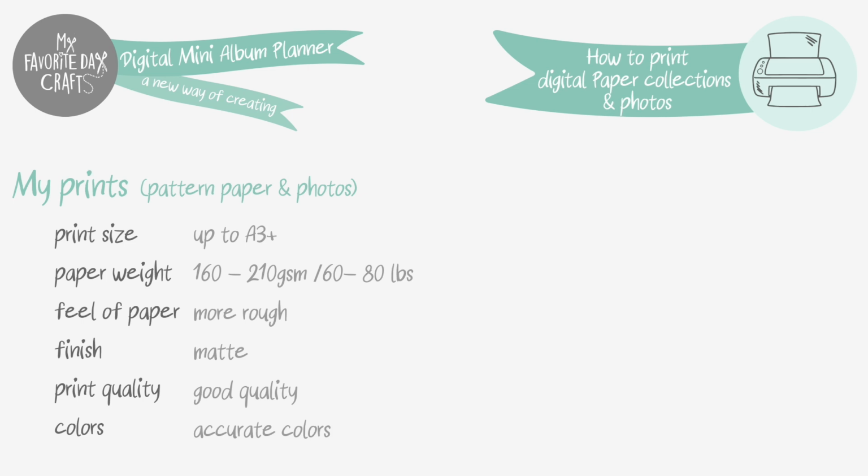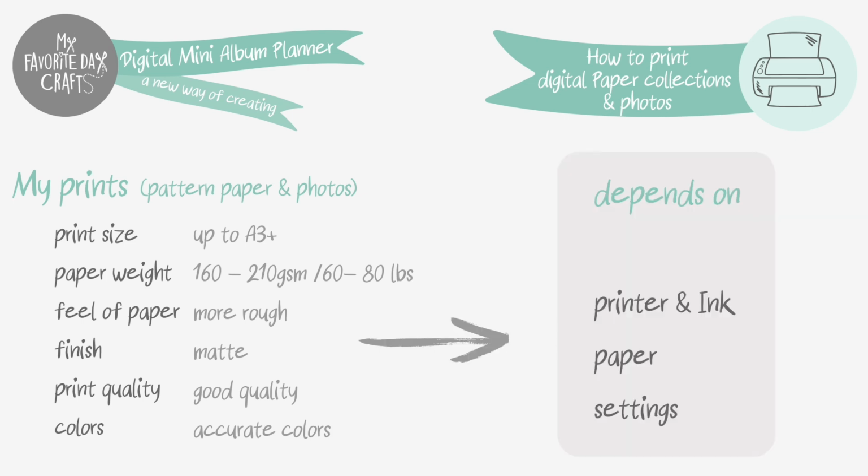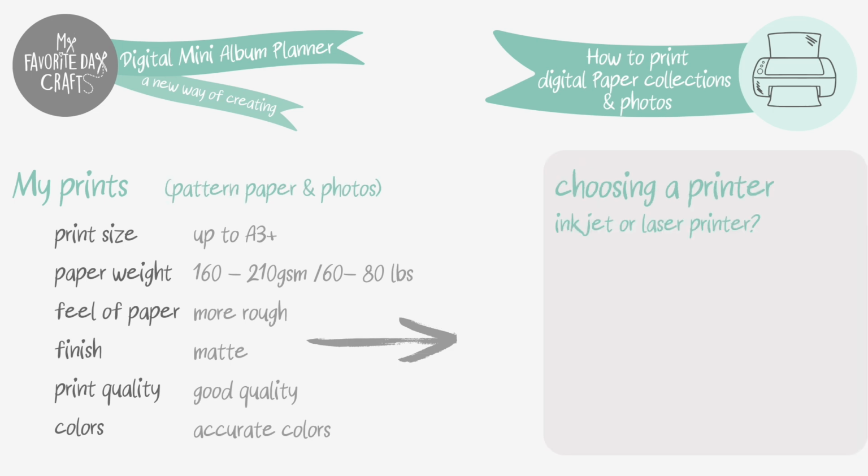Now, having these prints we want to achieve in mind, we can focus on how to achieve these quality prints. And to get these kind of prints, it really depends on three aspects. So the first one would be which printer are you using? And then second one, of course, what papers do you use? And then the third aspect is also very important, and this is about the printing settings. So let's start with choosing a printer.